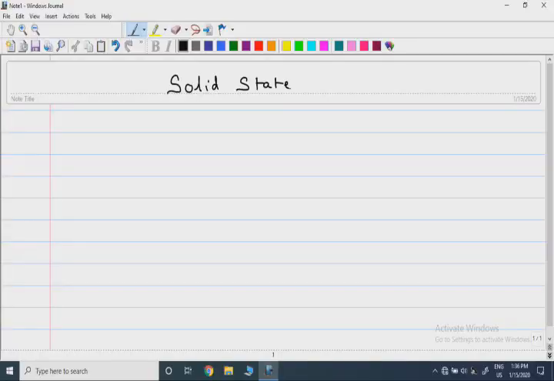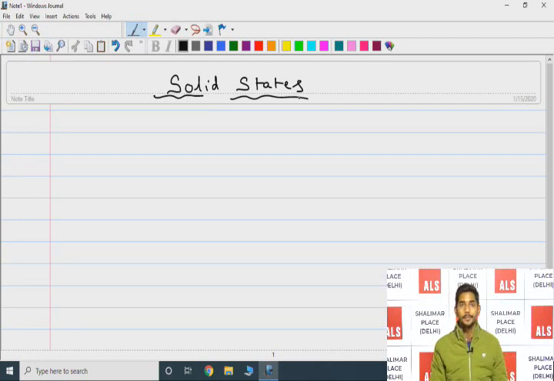Okay. In the previous class, we have done electrochemistry. Today we have to start with the solid states. Gaseous state we have already studied in the class 11th chapter, and the next state is what? Solid states, that is what we have to discuss here in the class 12 section.